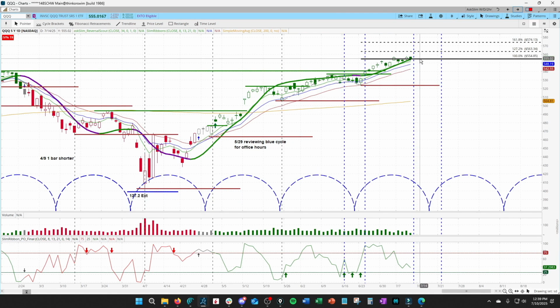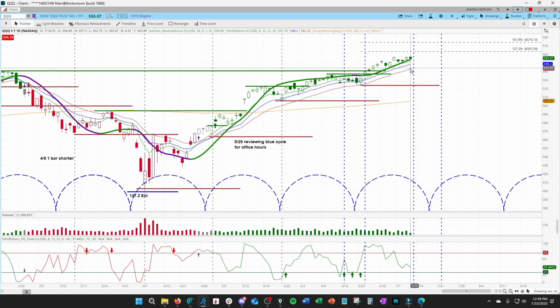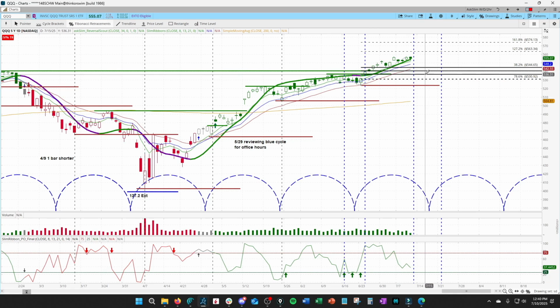Again, that rising trend is likely to continue to hold until you see a first loss of that rising 21, which we have not seen on this whole move up. And then you'd have to lose the 61.8, 78.6, correct? So that's at 536.30, 530.63.